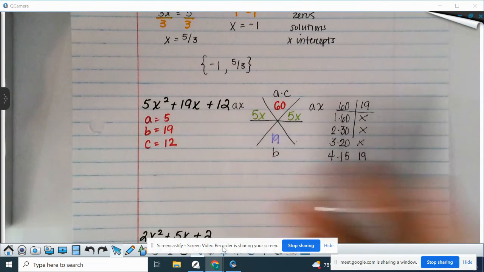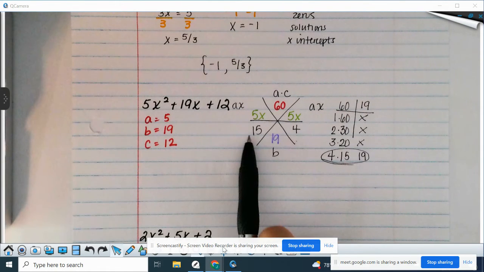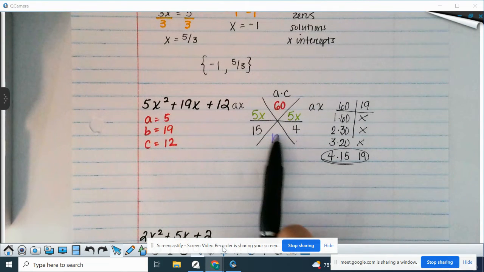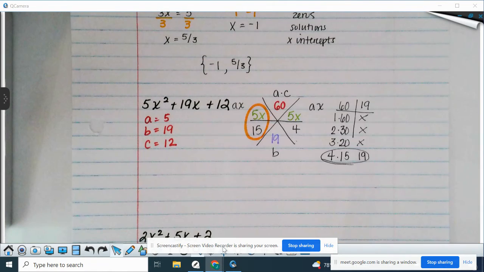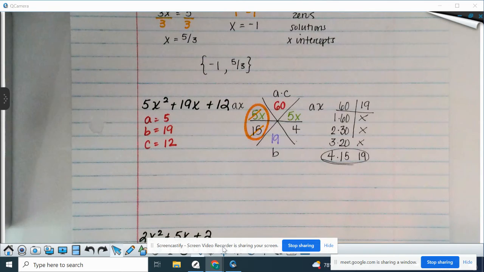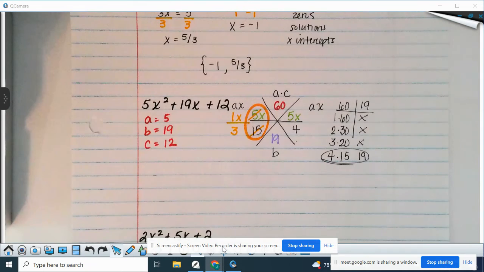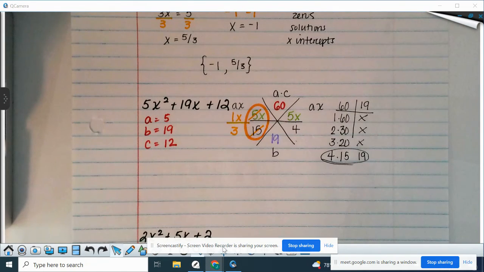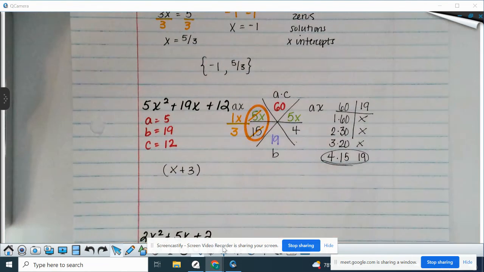They're both positive. So 15 and 4. B is positive, so 15 is definitely going to be positive, but I need them both to come together to give me that positive 19, so they're both going to remain positive. We're going to look at our not fraction in the front, 5 over 15, and ask ourselves, can it be reduced? Can it get any neater and nicer? 5 and 15 both can be divided by 5. So that's 1x. And remember, we're still going to write it as a fraction because these guys fall out and it ends up being x plus 3 for our first factor.